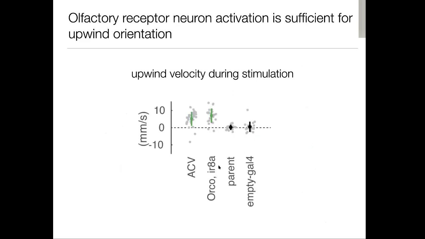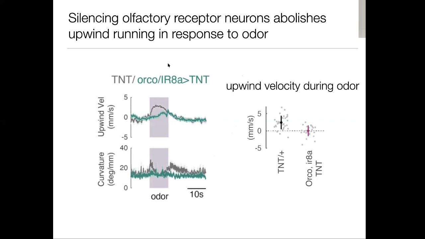Both apple cider vinegar and optogenetic activation drive a strong upwind movement phenotype, whereas if we just use the parental lines, or if we drive Chrimson using an empty GAL4, we see no upwind movement. We can also show that olfactory receptor neurons are necessary for this behavior. If we silence all olfactory receptor neurons with tetanus toxin, the flies no longer go upwind in response to odor, and they no longer show this search behavior. And that's quantified here. Okay, so this establishes that this paradigm works and that you can use optogenetic activation to identify olfactory neurons that might be in the pathway to drive this upwind orientation.